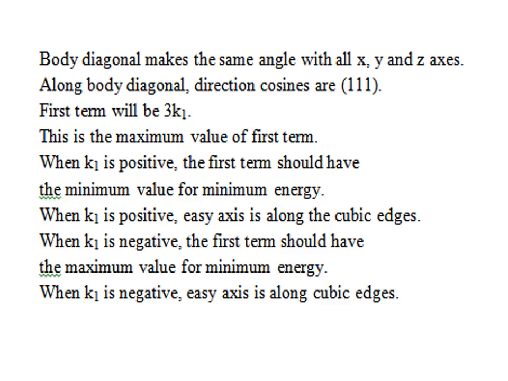When k1 is positive, the first term should have the minimum value for minimum energy. The first term is minimum for cubic edges as given in the previous slide. When k1 is positive, EC axis is along the cubic edges. When k1 is negative, the first term should have the maximum value for minimum energy. The value of the first term is maximum for body diagonal. So when k1 is negative, EC axis is along the body diagonal.